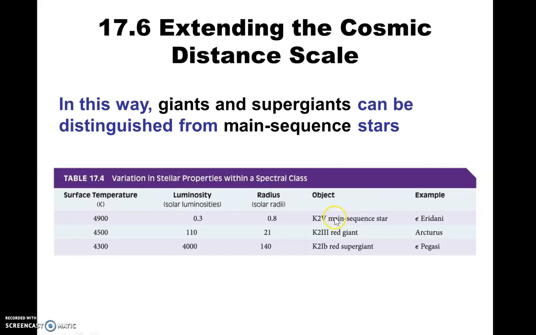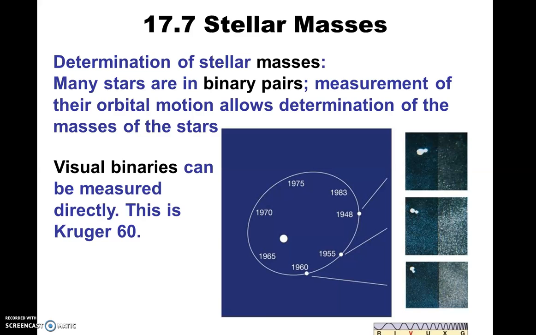And so if it has the Roman numeral, and of course that has to do with the width of the absorption lines, you can tell, again, whether it's a main sequence star, a giant star, or even a supergiant star. All right, so that's how we can distinguish these things.